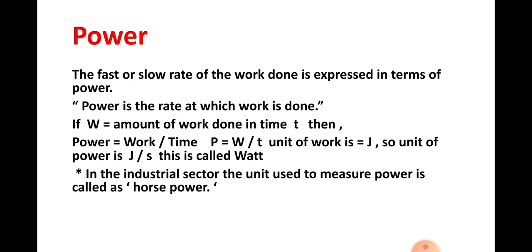Power. The fast or slow rate of the work done is expressed in terms of power. Power is the rate at which work is done. If W is the amount of work done in time t, then power is equal to work upon time. Unit of work is joule, so unit of power is joule per second. This is called watt. In the industrial sector, the unit used to measure power is called horsepower.